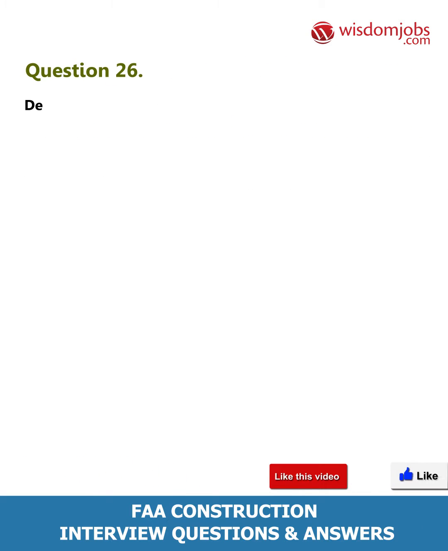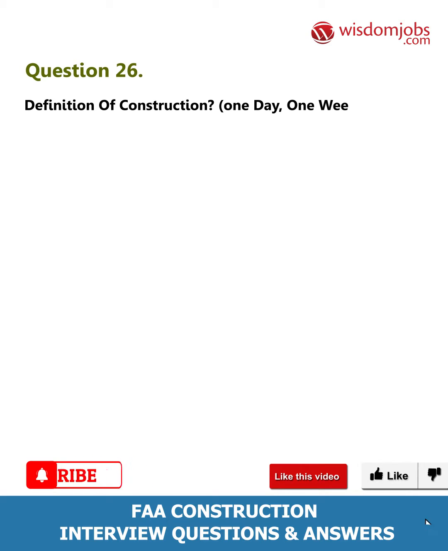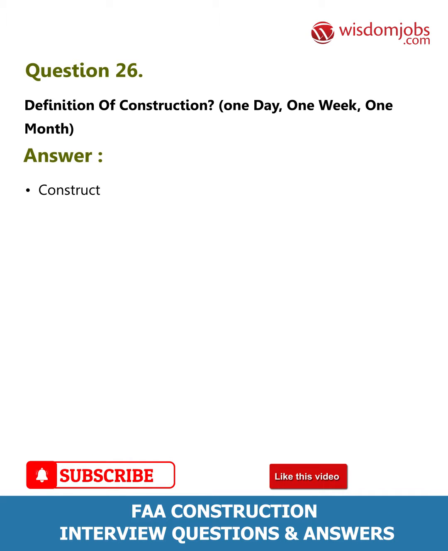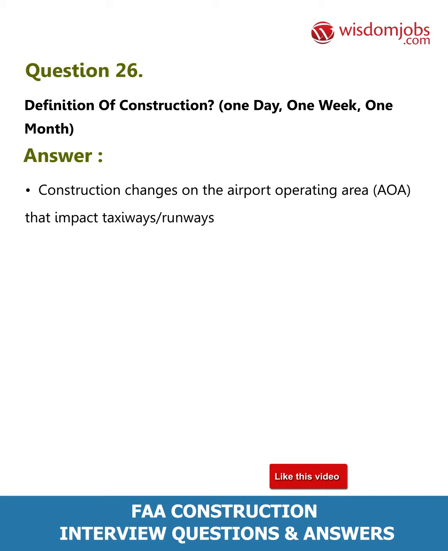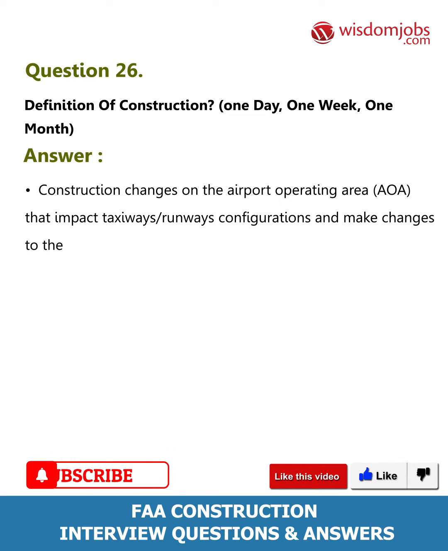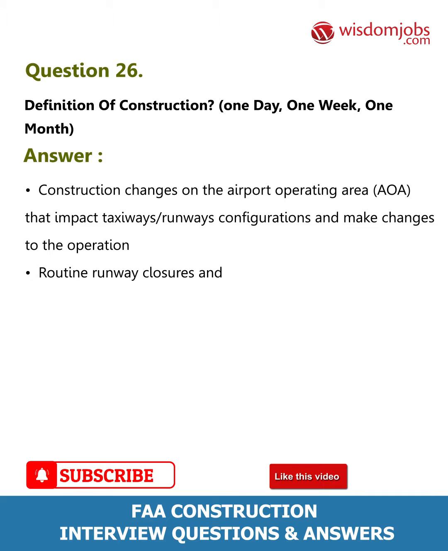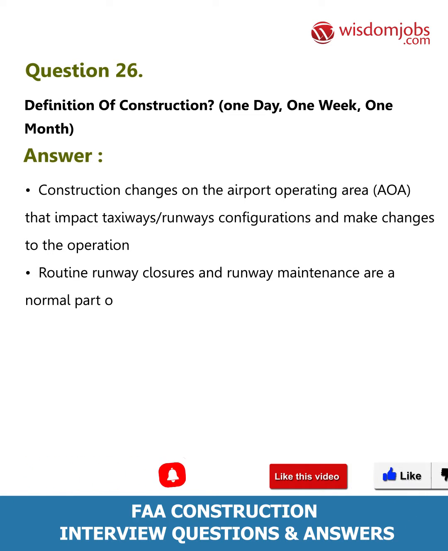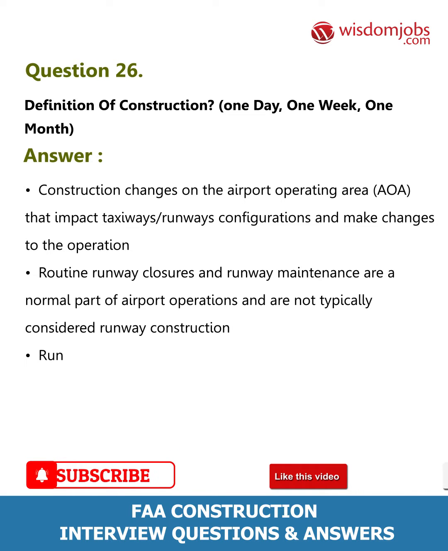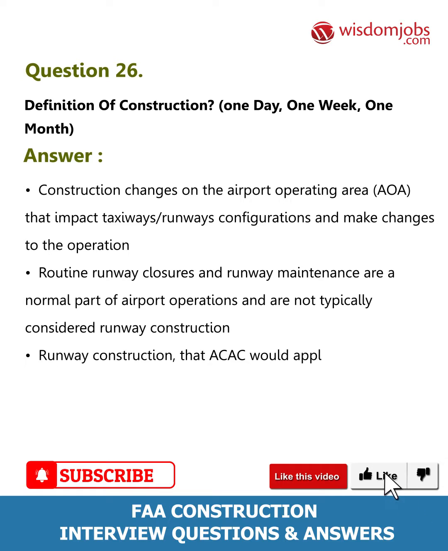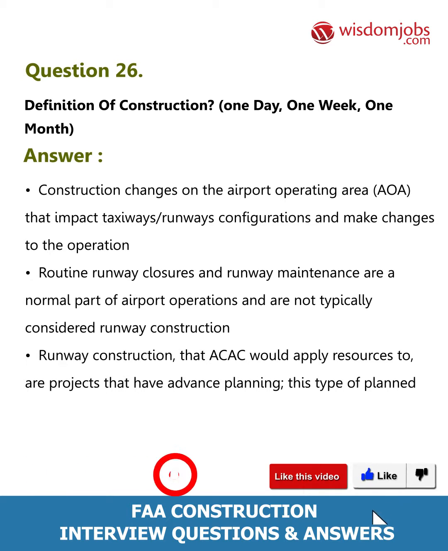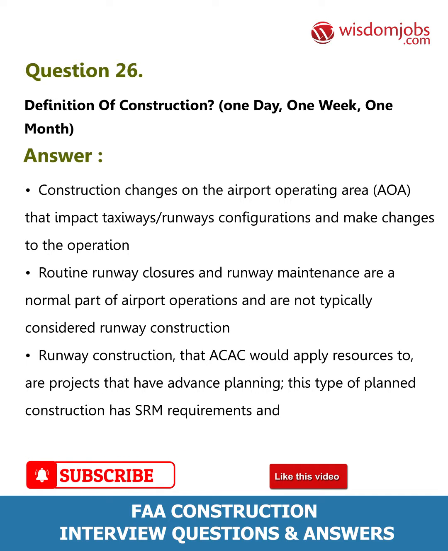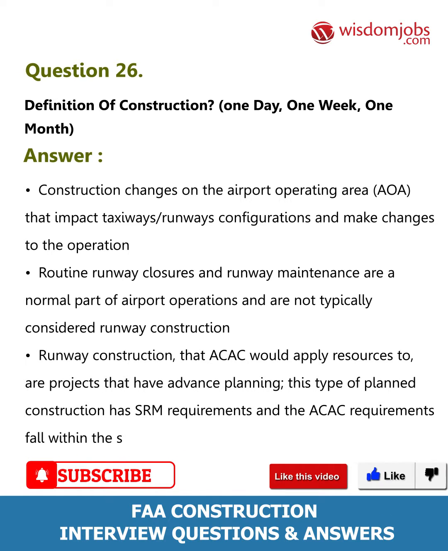Question 26. Definition of construction: 1 day, 1 week, 1 month. Answer. Construction changes on the airport operating area (AOA) that impact taxiways/runways configurations and make changes to the operation. Routine runway closures and runway maintenance are a normal part of airport operations and are not typically considered runway construction. Runway construction that ACAC would apply resources to are projects that have advanced planning. This type of planned construction has SRM requirements and the ACAC requirements fall within the same consideration.